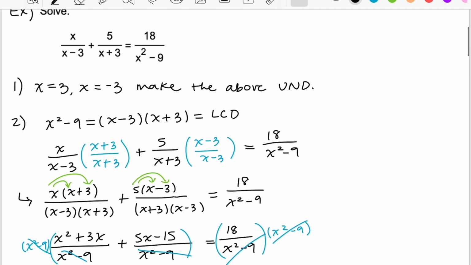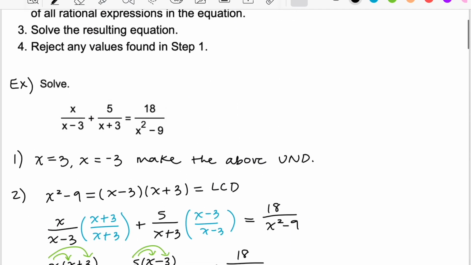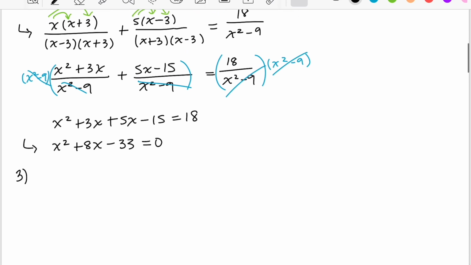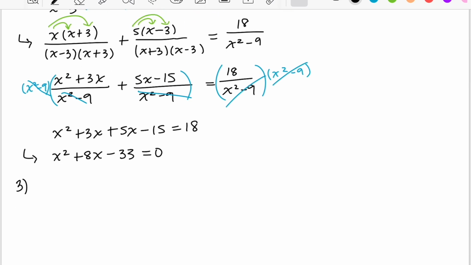All right, now for step 3, we want to solve the resulting equation. Actually, we can simplify a little bit. We are combining this 3x and this 5x, and we have this minus 15 here. But we can also move this over, so we subtract 18 on both sides as well. So we'll get x squared plus 8x minus 33 is equal to 0. Now it's of the form where we are comfortable solving this. So for step 3, we're going to solve this equation, and we'll do so by factoring. We want to find two numbers whose product is equal to minus 33 and whose sum is equal to positive 8.